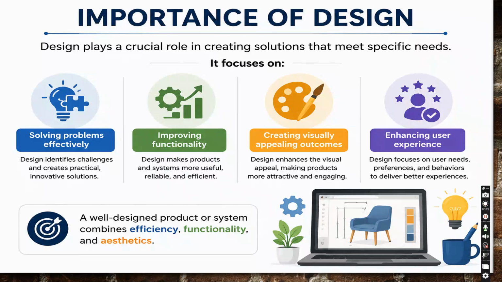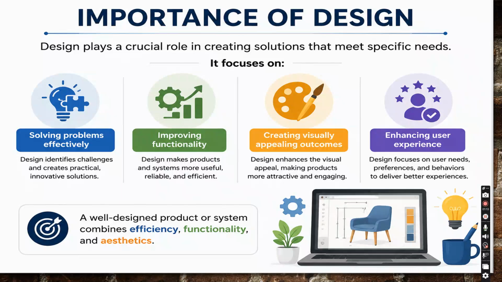Importance of design: design plays a crucial role in creating solutions that meet our specific needs in the following aspects. Solving problems effectively: design identifies the challenges and creates practical, innovative solutions. Improving functionality: design makes products and systems more useful, reliable, and efficient. Creating visually appealing outcomes: design enhances the visual appeal, making products more effective and enhancing the user experience. Design focuses on our needs, performance, and behavior to deliver better performance. It combines efficiency, functionality, and aesthetics in the product.